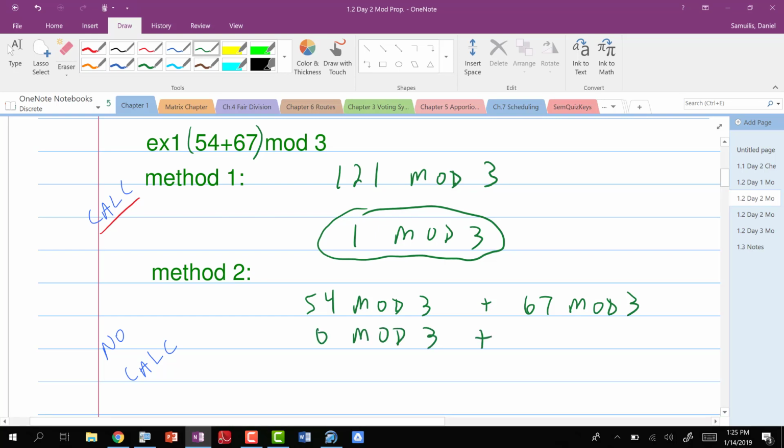And then 67, this isn't bad. Just think of 67. Does 3 go into 67? It couldn't. But what does 3 go into just before that? 66. With a remainder of what? 1. And then what you can do is go ahead and add these two.